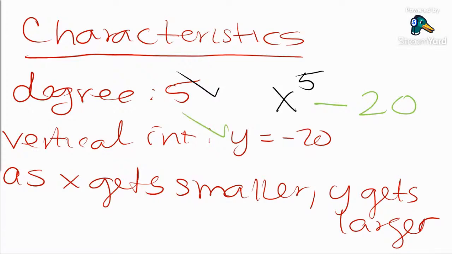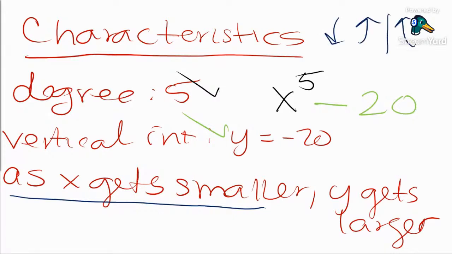Now, the part where you have to really be mindful of what's being said is this statement here. As x gets smaller, y gets larger. Remember, this is degree 5, which is an odd number. So either you're going to have one go down and one go up, or vice versa. What makes the difference is the sign on the leading coefficient, whether it's positive or negative.